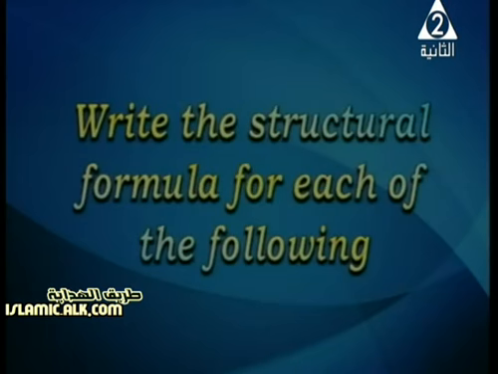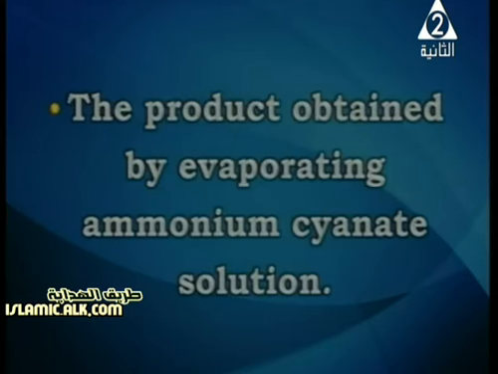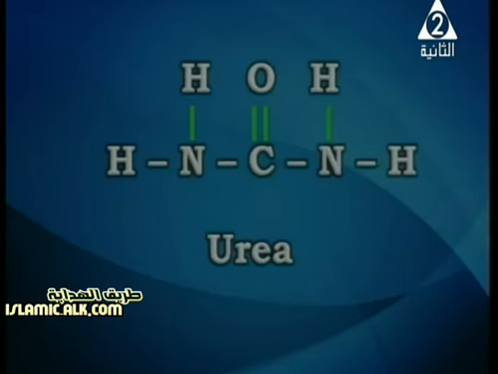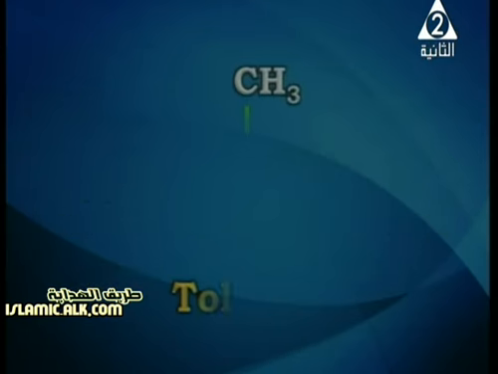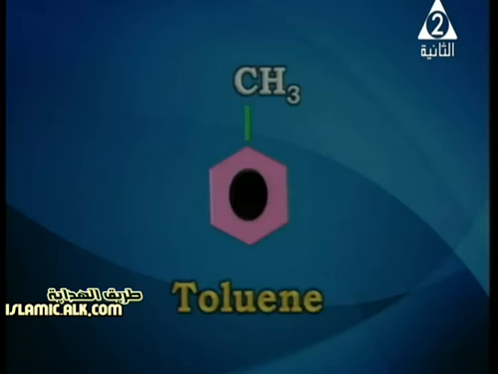Next type of question, my dear student. Write the structural formula for each of the following compounds. The product obtained by evaporating ammonium cyanide solution: it will be urea, as shown on the screen, NH2CONH2. The compound produced from the reaction between benzene and methyl chloride in the presence of anhydrous aluminum chloride. As shown on the screen, it will be toluene, as benzene attached to a methyl group.